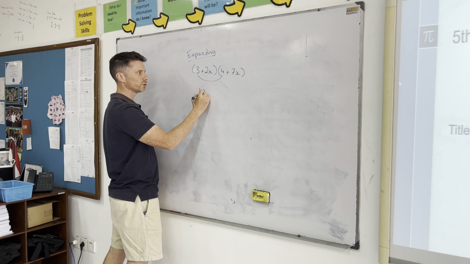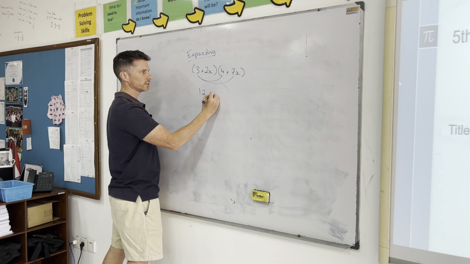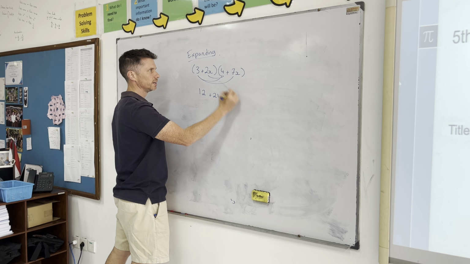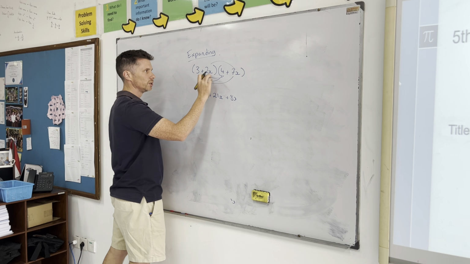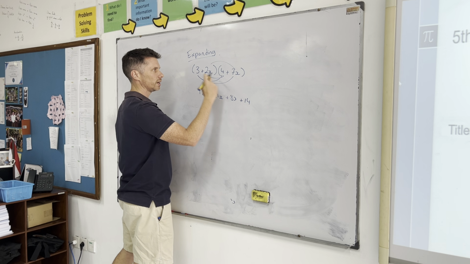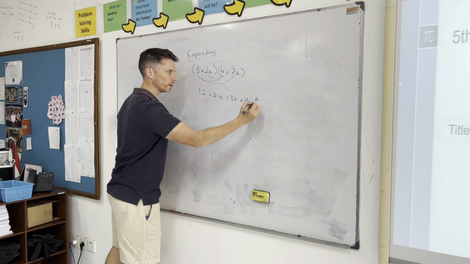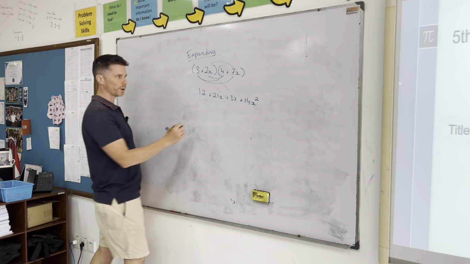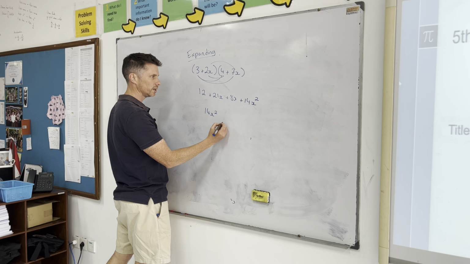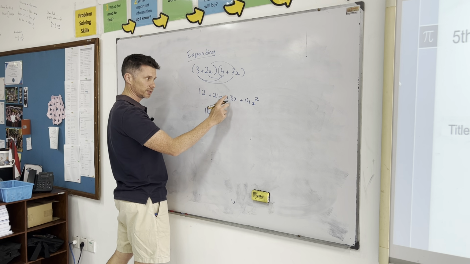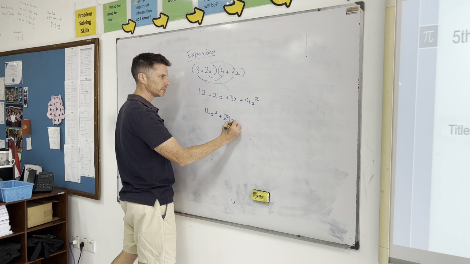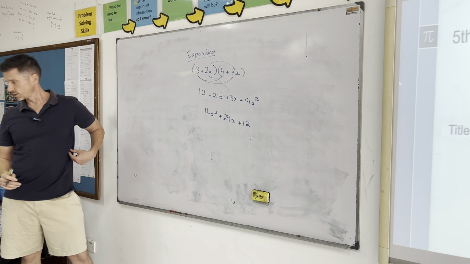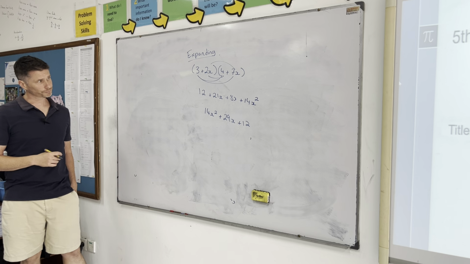3 times 4 gives 12. 3 times 7x gives 21x. These two in the middle multiplied give 8x. And these final two multiplied give 2 times 7 is 14. And x times x is x squared. And usually we tidy it up by putting the largest power of x first, 14x squared. Add these two like terms together to give 29x. And then plus 12. That's a pretty common one.